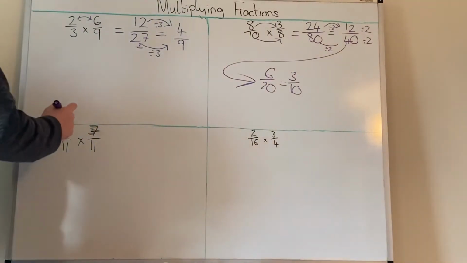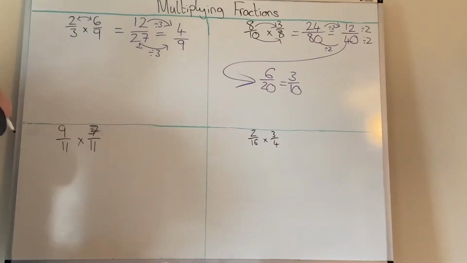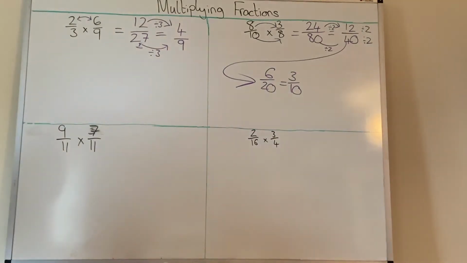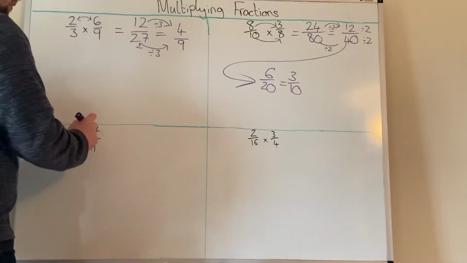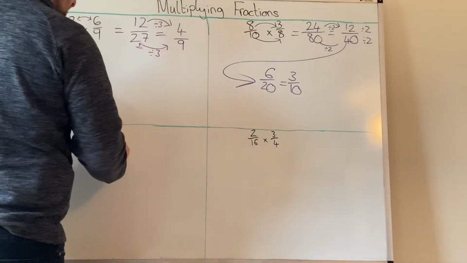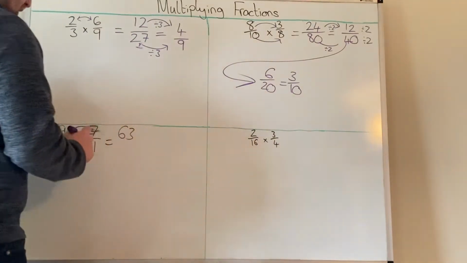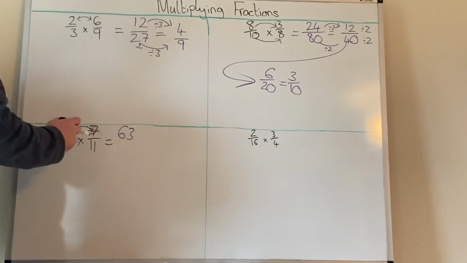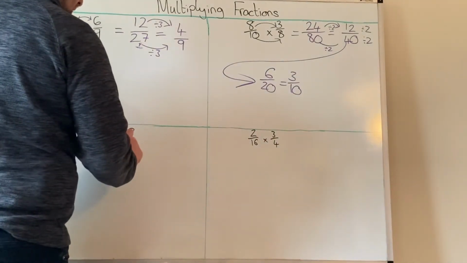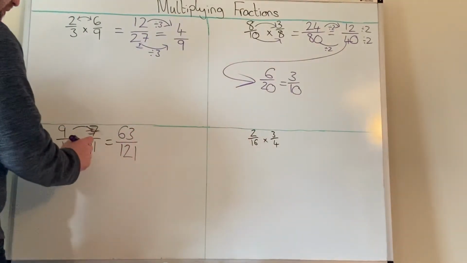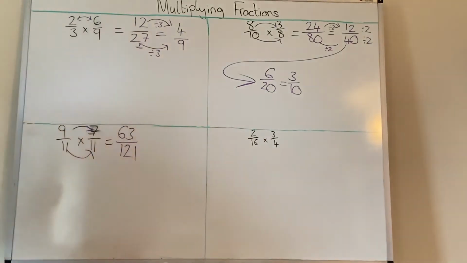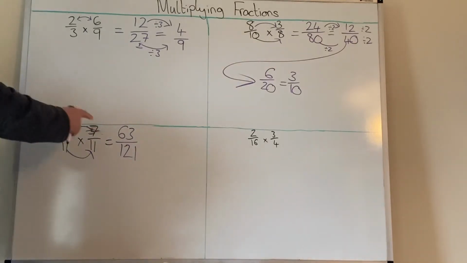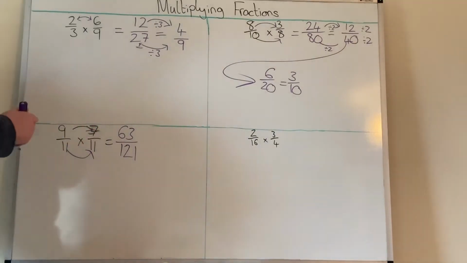Okay, next one then. Have a go at this one on your own. Okay, see what answer you get, have a go. If you want to pause the video, now would be a good time to do it. And then when you've got an answer, press play again. Okay, so we've got 9 times 7. We're going to do numerator times numerator, which equals 63. And we've got 11 times 11, which is 121. Remember, you are multiplying your denominators together as well. That doesn't simplify any further than that. Okay, so if you got to that point, you got all the marks for that question.